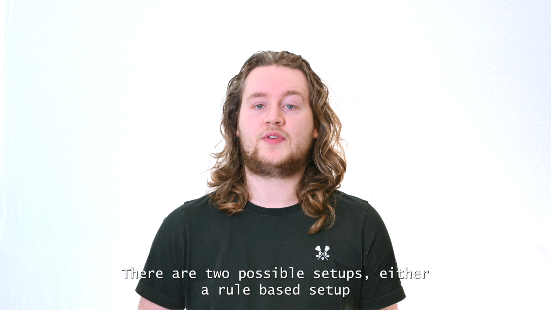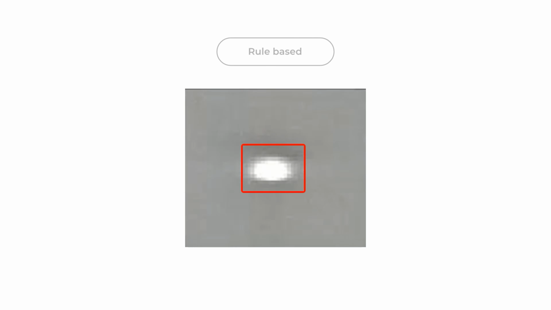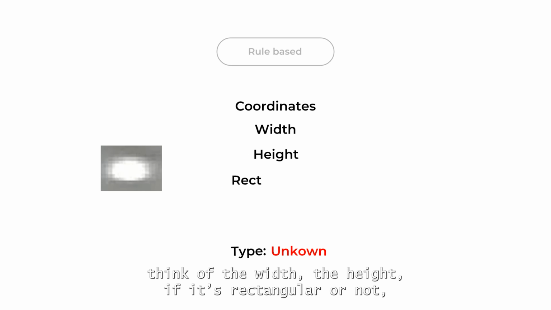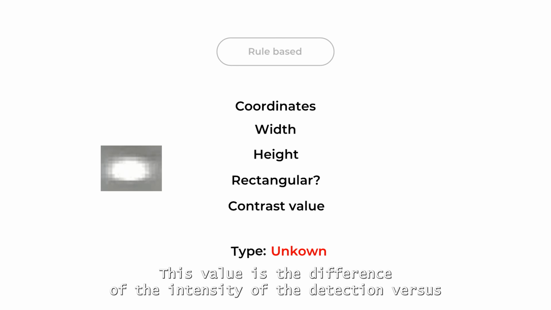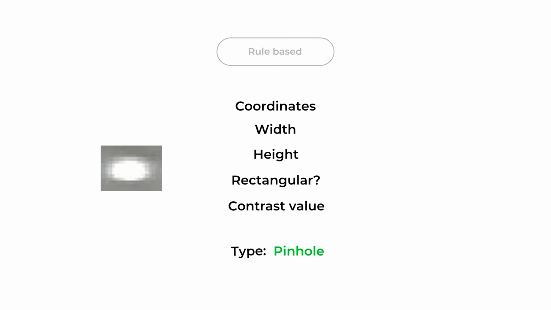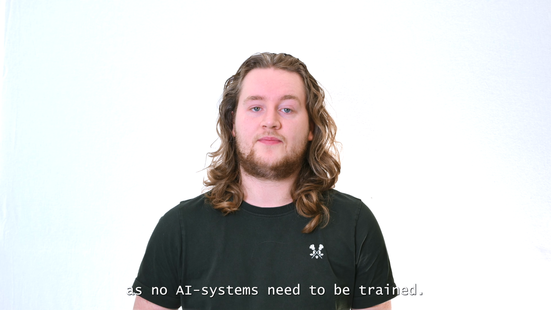There are two possible setups, either a rule-based setup or an AI setup. Both share a similar layout. The rule-based system works by first identifying a possible defect using transparent mathematical rules. The parameters that are used are the dimensions, things like the width, the height, if it's rectangular or not, and the contrast value. This value is the difference of the intensity of the detection versus the material around it, and can be used to differentiate darker versus lighter spots, for example. It will then be categorized into the type. A rule-based system provides a quick time to market, as no AI systems need to be trained.